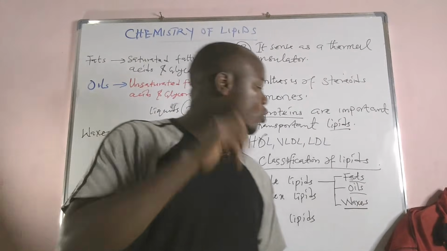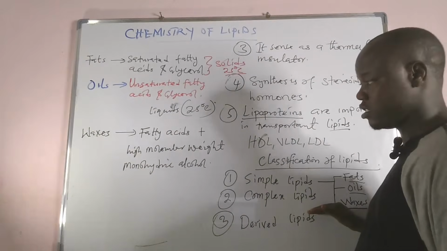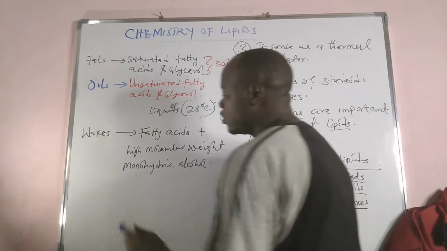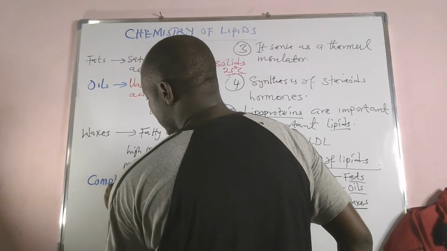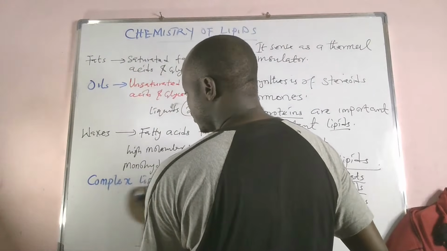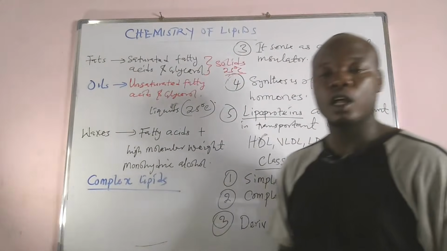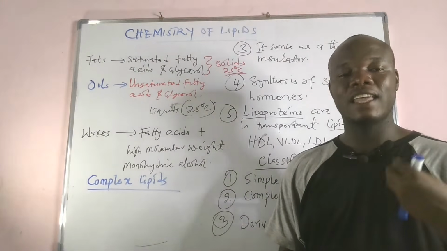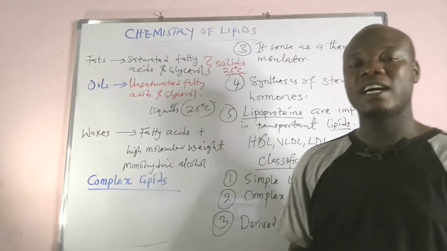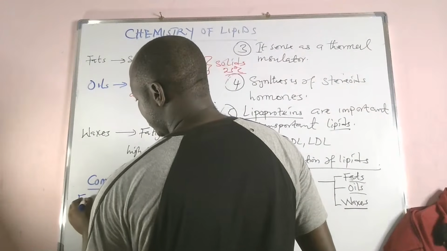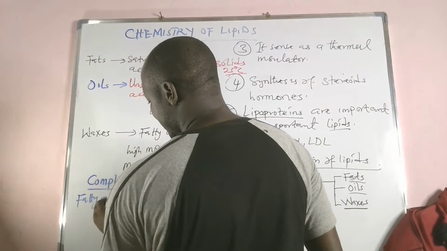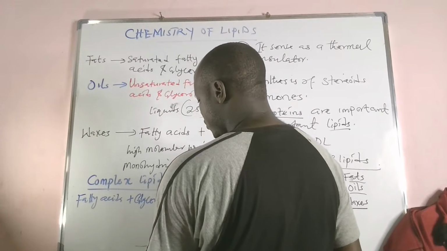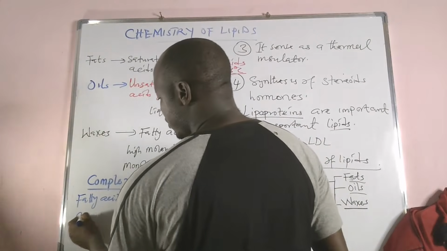So now the next thing that we are going to look at is the complex lipids. So what are complex lipids? When you say complex lipids, these are lipids that are made up of fatty acids plus glycerol plus other compounds.